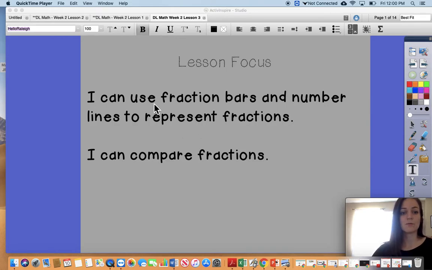fractions. So by the end of this lesson, you can use fraction bars and number lines to represent fractions, and you also will be able to compare fractions, okay? So those were the two that got voted on the most, so I'm kind of combining them into one short lesson. Okay, hopefully it'll be short. I'll try not to talk a lot. All right, let's go ahead and get started.